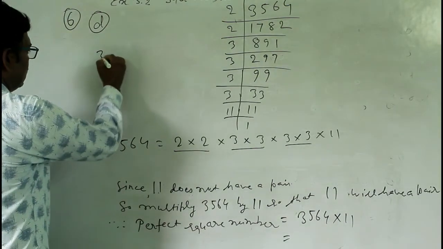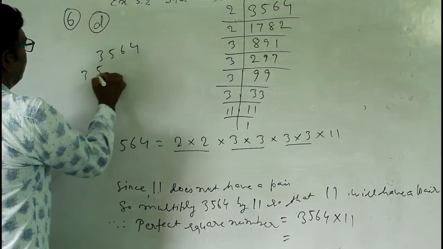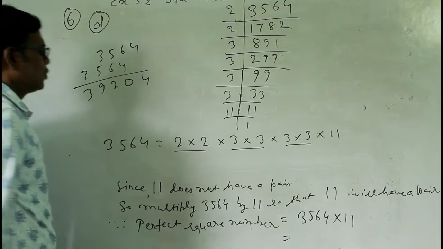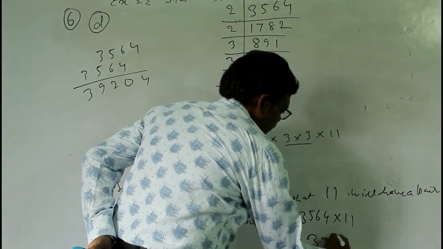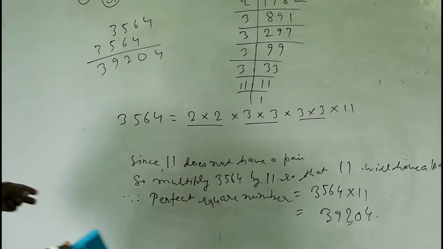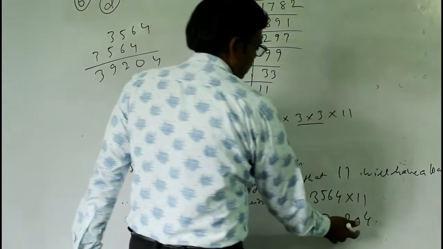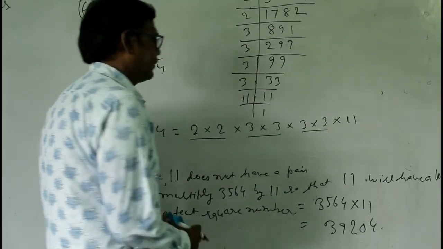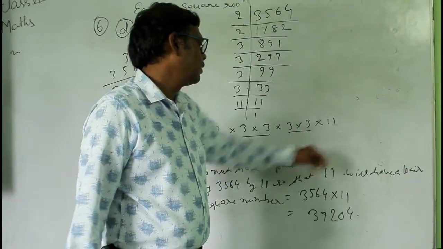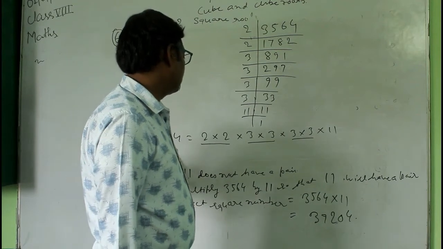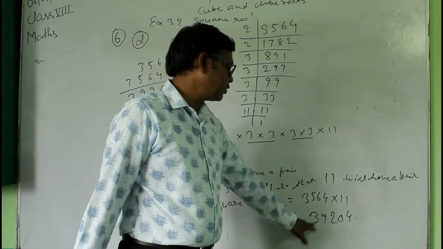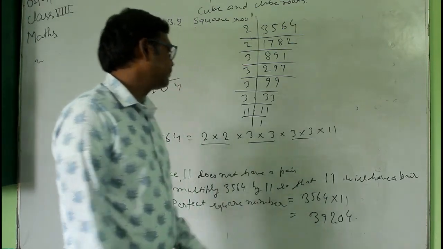So what will be the answer? 3564 into 11 is 39204. Yes. So this is the number which is a perfect square. In the original number, it is not a perfect square because 11 does not make a pair. So if you multiply this number by 11, then you will have a pair of 2, 3, 3 and 11, and then the resulting number is this. So this number is a perfect square.